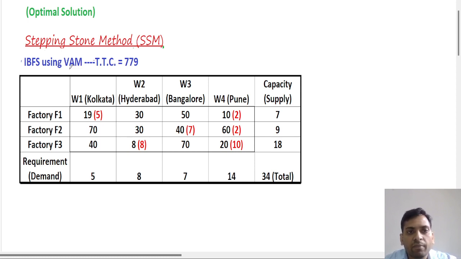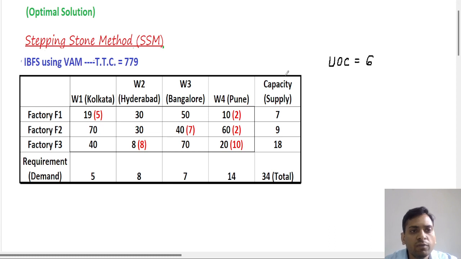So for the stepping stone method, first, we will see the number of unoccupied cells. In the solution of VAM, we will search the number of unoccupied cells. So how many unoccupied cells are there? 1, 2, 3, 4, 5, 6 cells. So we will put 6.